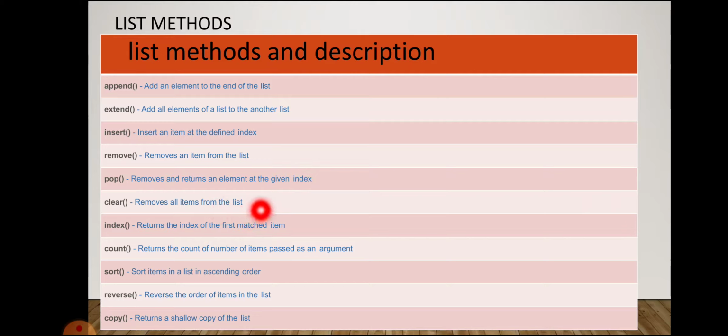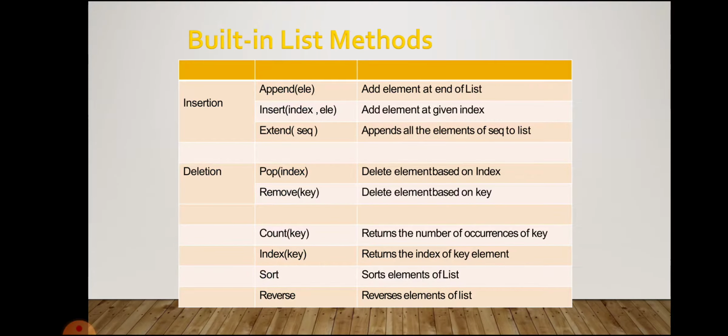Clear removes all items from the list. Index gives the index position. Count counts the number of occurrences of an item. Sort sorts in either ascending or descending order. Reverse reverses the given list. Copy returns a shallow copy of the list.